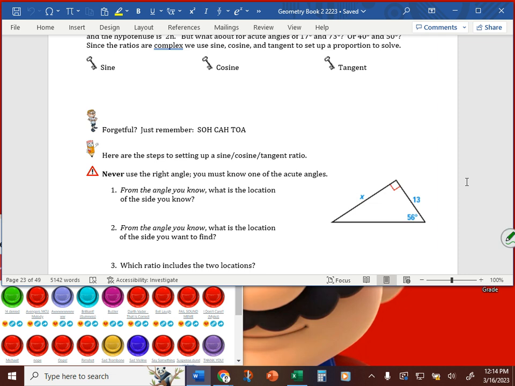But when we're talking about sine, what is the ratio? What is the proportion you are using with sine? Jack? Opposite over hypotenuse. And what do the words opposite and hypotenuse refer to? What are we talking about? The opposite what? Opposite sides. Okay, opposite and hypotenuse refer to the sides. Very good.